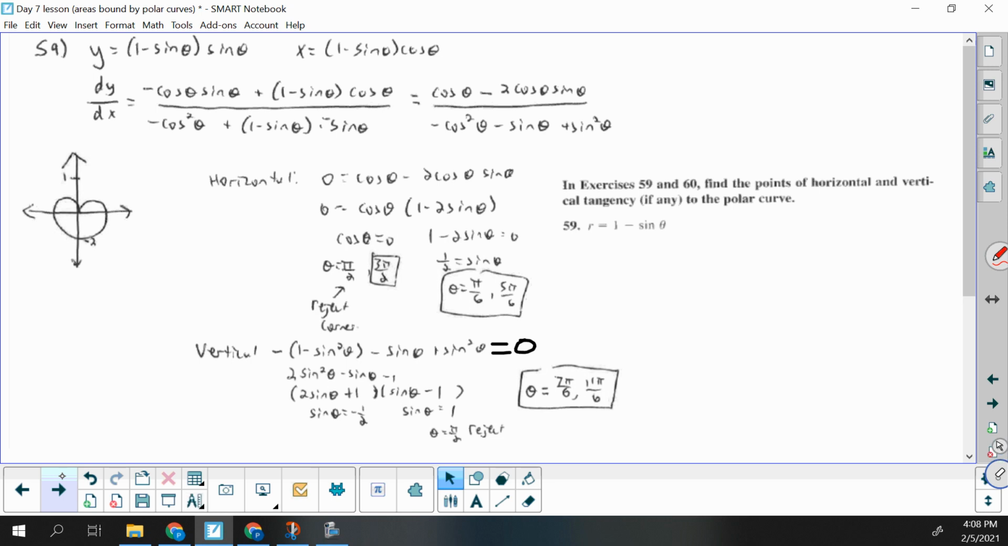Well, if we look at our graph, here's where we are at 0. Here's pi over 2. Here's pi, 3 pi over 2, and then we get back to 2 pi or 0. So at pi over 2, there's a corner point there. So we have to reject that because there's actually not any slope. So our values where there's horizontal and vertical tangents would just be the 3 pi over 2, the pi over 6, and the 5 pi over 6.